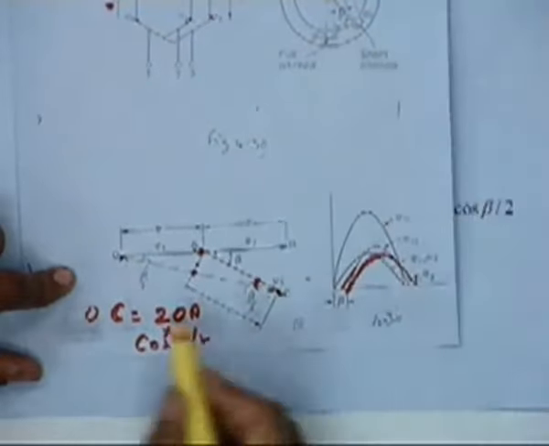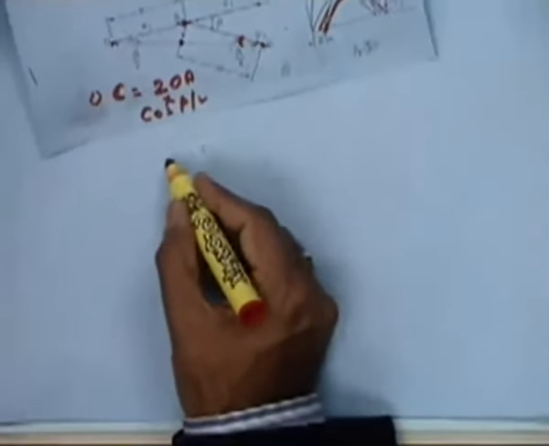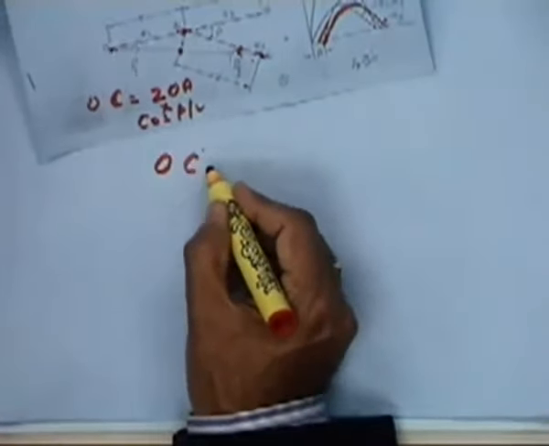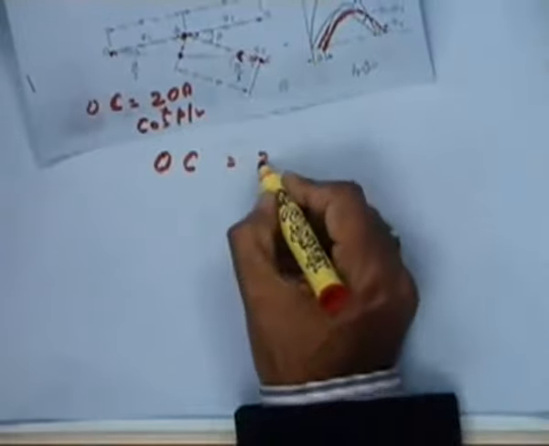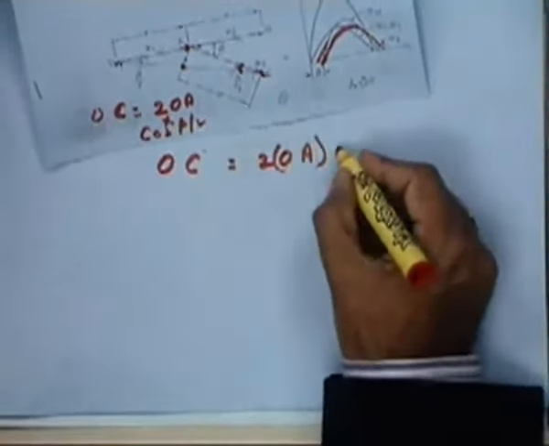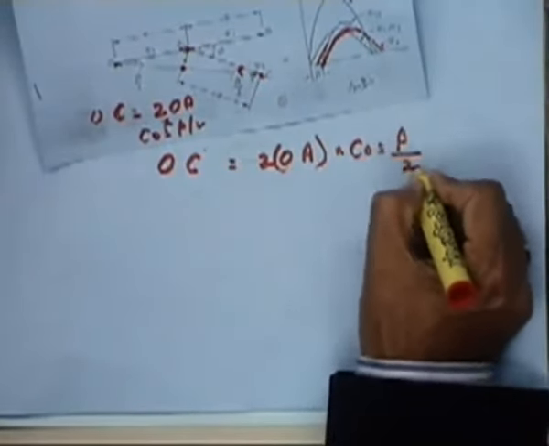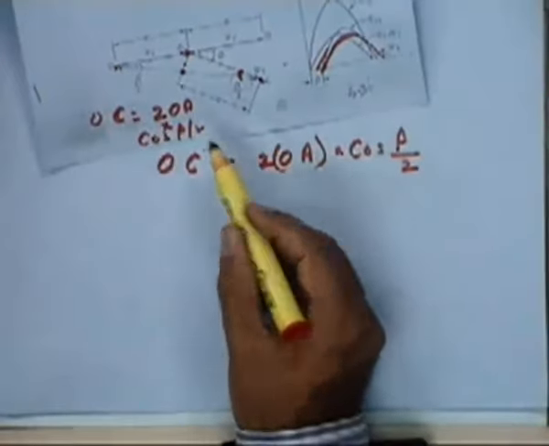So we get this limb OC, as we see here, will be twice OA into cos beta by 2. That is the expression for OC.